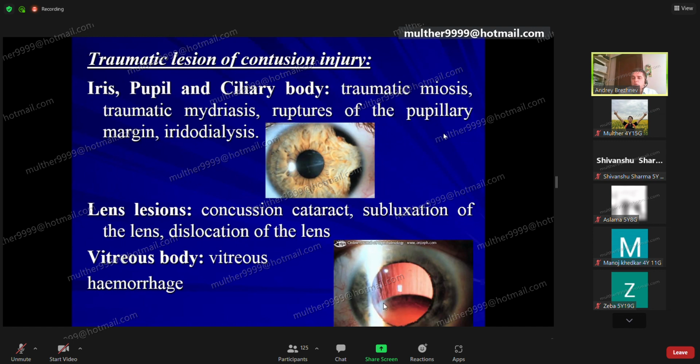We can see only the superior pole of the lens, it's a symptom of the rising sun. And here we see that the lens is partially opaque, dislocated posteriorly and inferiorly into the vitreous cavity. Of course, visual functions will be rather poor.